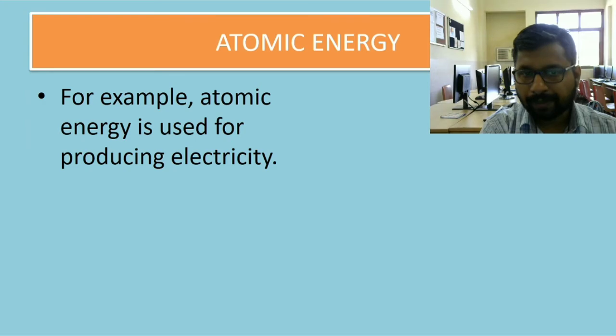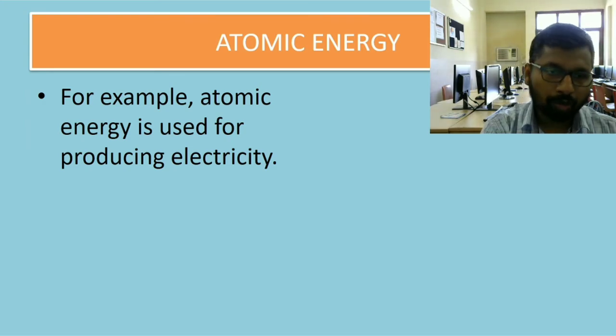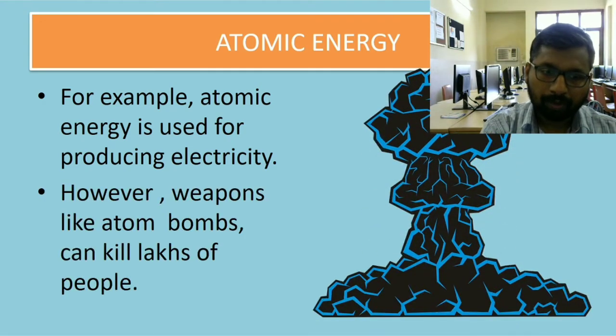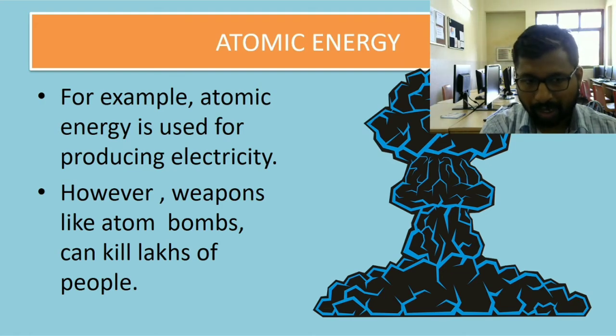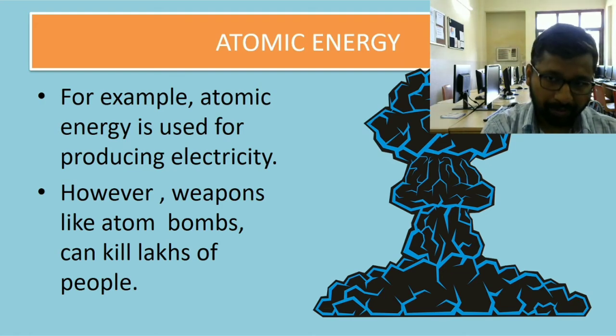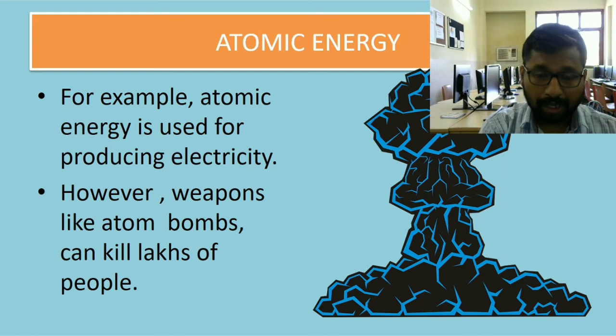The next point is that atomic energy is generally used for producing electricity, but we should not use it as a weapon. Why? Because it can kill lakhs of people. Like I said earlier, in the cases of Hiroshima and Nagasaki, that was the first and last time that atomic energy was used as a weapon. It caused so much devastation that no one ever thought of doing it again. You should not do it because it kills lakhs of people, and even the future generation is getting affected.